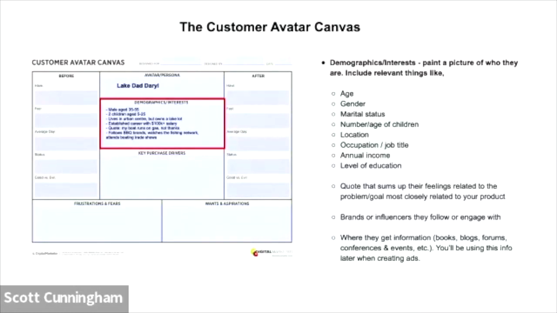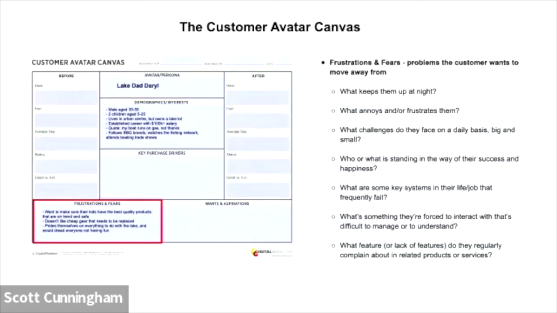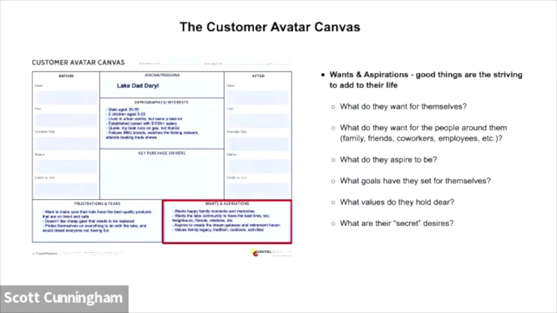So never skip over any of these exercises. Frustrations and fears, we're going to jump down to the lower left. These are the things that he wants to move away from in life. With him, he wants to make sure the kids are having the best quality products. He doesn't like the cheap gear that needs to be replaced all the time. We're going to skip over to wants and aspirations. He wants happy family moments and memories. He wants to have the perfect getaway home that he can escape to. He's trying to build a legacy.